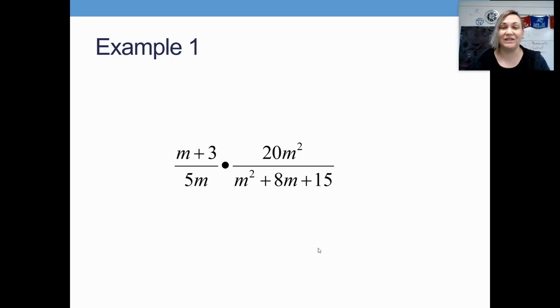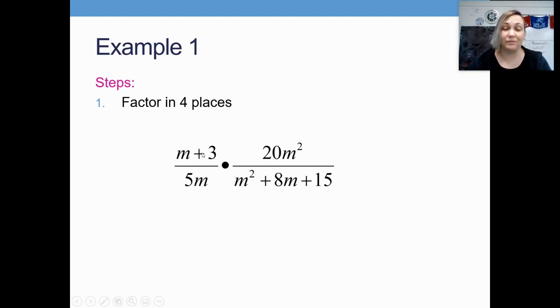Here is our first example. Now, because we're doing multiplying now, we're going to have two fractions, which means potentially there are 4 different places that we might need to factor. Now, you only have to factor where there is adding or subtracting, but you should check all 4 places just to make sure that you're doing all the factoring that you need to be doing. So the first place that we're going to check is the top of the first fraction.